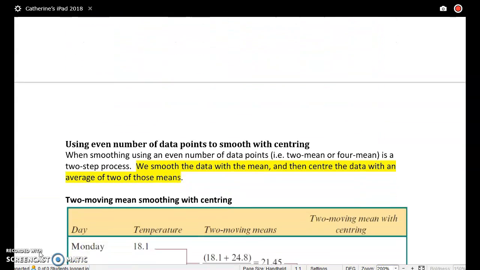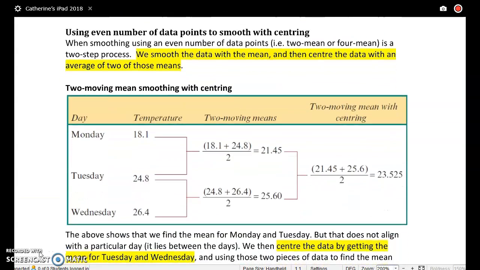Now, when we're finding an even number of data points, so this is when we have 2 or 4 or 6, this is a 2-step process. So we've got to do 2 things. I've taken the example from the book, but let's talk through it. We've got to smooth this data with the mean, but then we need to center it. So here you can imagine I've got all 7 days of the week. Here we've just got Monday, Tuesday, Wednesday.